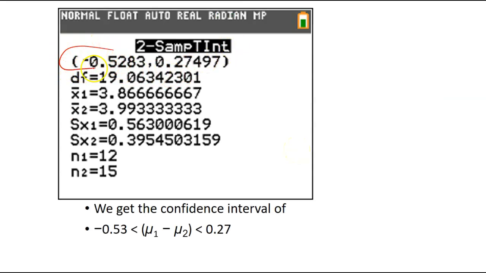So here's our confidence interval, and remember, we're comparing the difference between the two population means. I'm going to take this first endpoint, and that's going to go here. I'm going to put mu sub 1 minus mu sub 2 to represent the difference, and then I'm going to put my other endpoint over here when I write that interval.